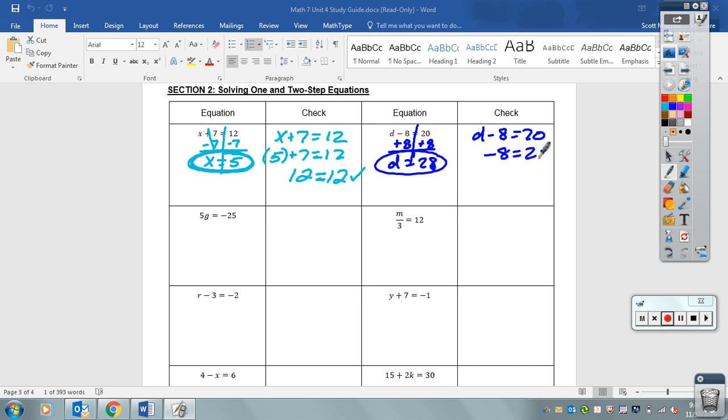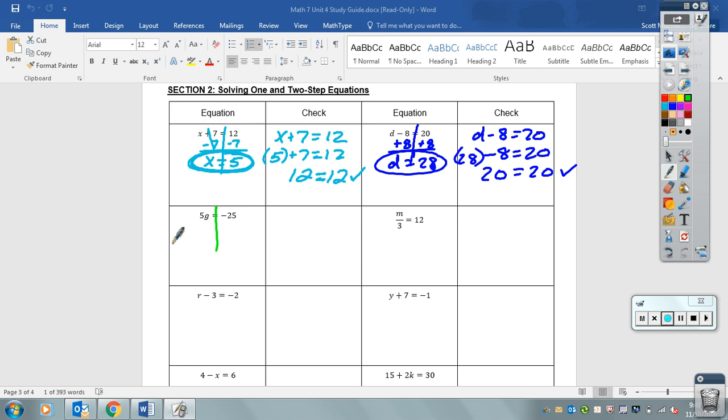Everything stays the same, except instead of where I had d, I use parentheses and I plug in 20, and I actually do the work. On the right-hand side, I just bring down 20, but on the left-hand side, 28 minus 8 is 20. 20 equals 20. That is true. So my answer is 20 or 28? Again, it's 28. The circled thing is my answer.